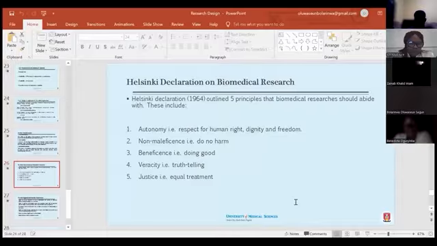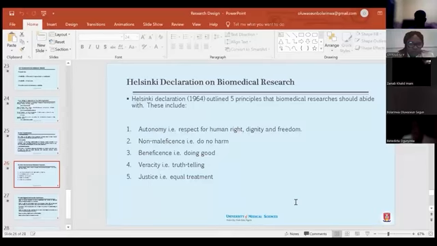Then beneficence, doing good. Your study must actually be of benefit to the patient to some extent. And if the benefit is not much, the good side of participating must outweigh the harm. If it is a study that will come with some risk, the benefits of participating in that study must outweigh the harm or the risk that the respondent will be exposed to. Veracity talks about truth telling, then justice, equal treatment.